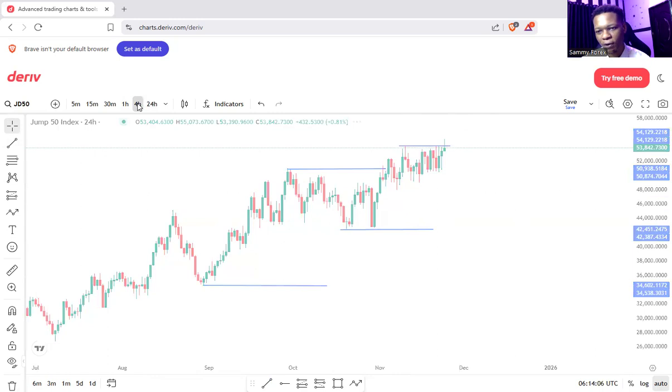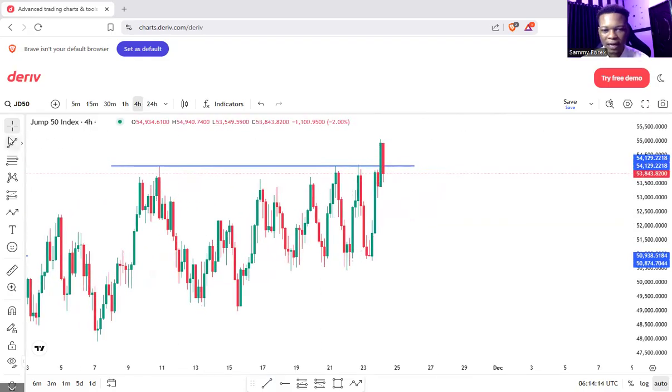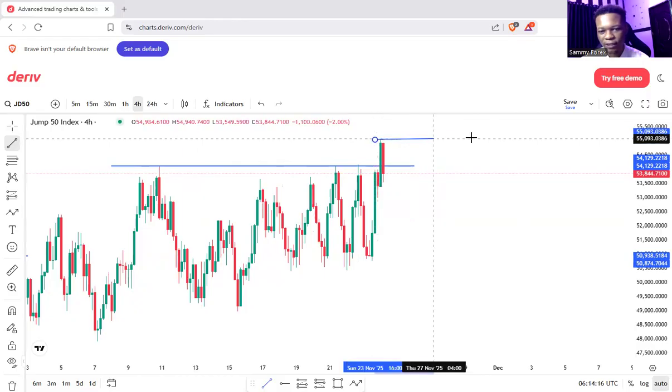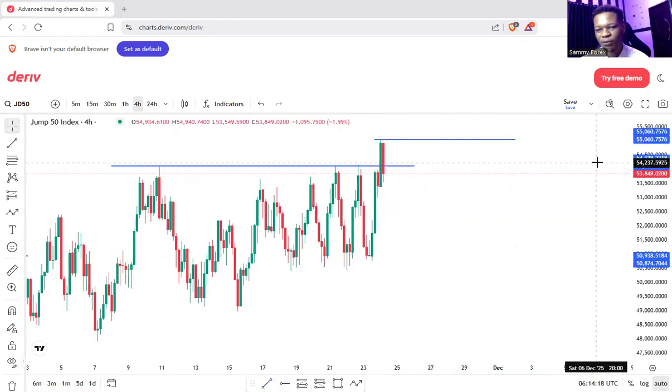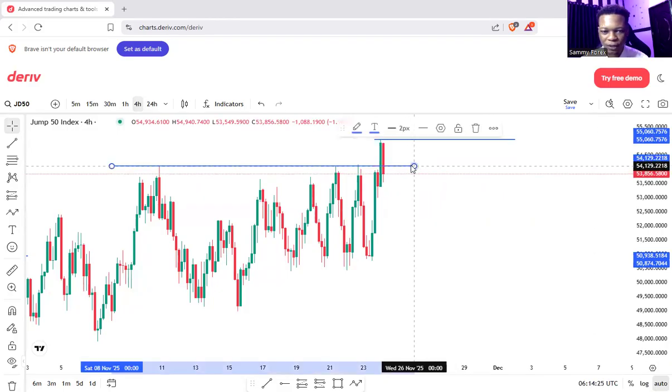Drop lower to your 4 hours time frame. Let's see what the 4 hours time frame has for us. On the 4 hours time frame, you notice price just impulsively made a breakout of this particular high and immediately rushed back in. So I'll be marking out this as the highest point price came all the way to, which is at 55,060. 55,060 is the highest point price came all the way to. And I'll be tracing this to this.